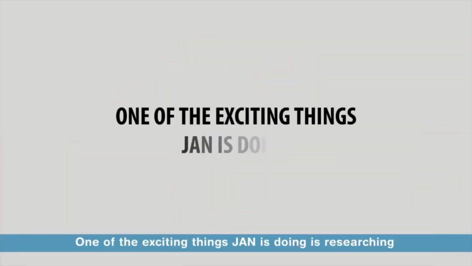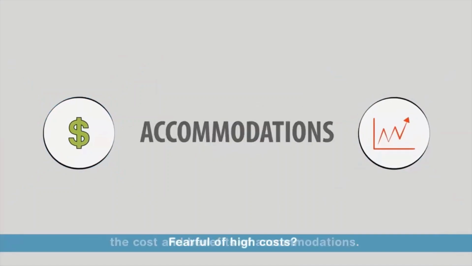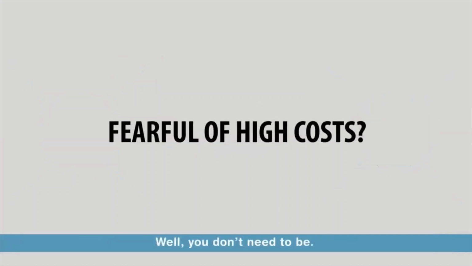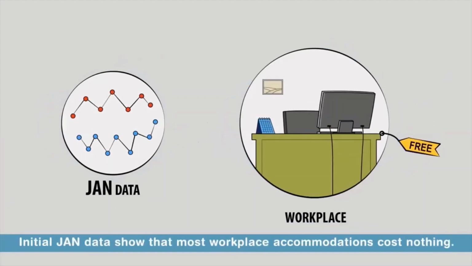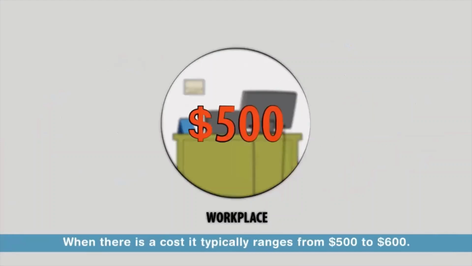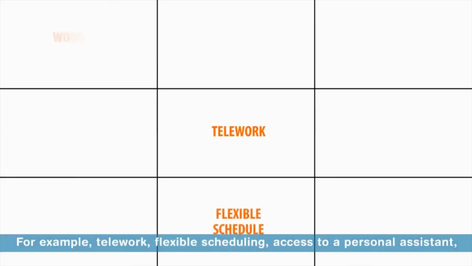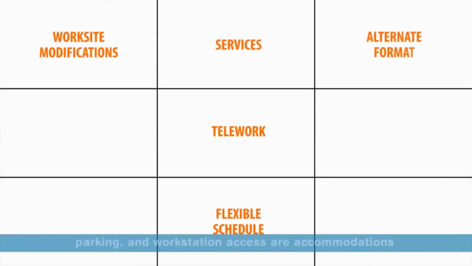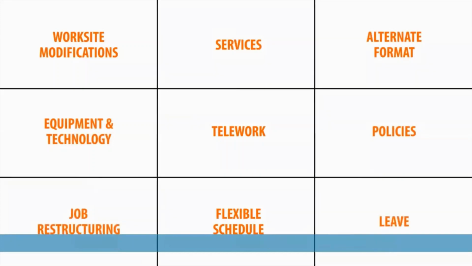One of the exciting things JAN is doing is researching the cost and benefits of accommodations. Fearful of high costs? Well, you don't need to be. Initial JAN data show that most workplace accommodations cost nothing. When there is a cost, it typically ranges from $500 to $600. For example, telework, flexible scheduling, access to a personal assistant, parking, and workstation access are accommodations that can cost very little.